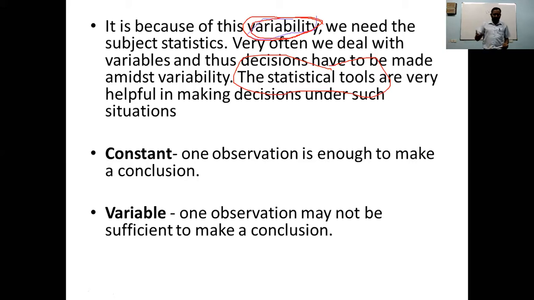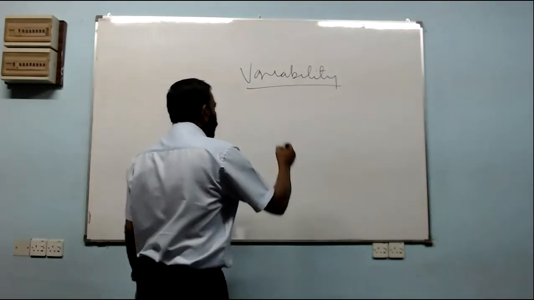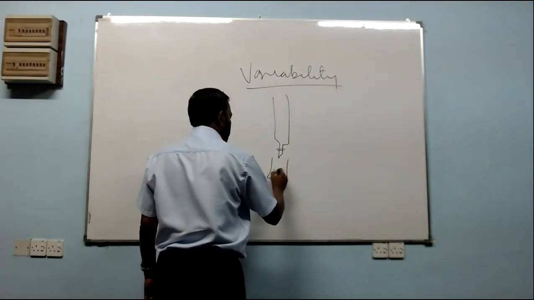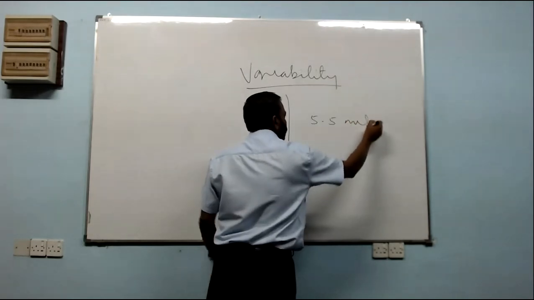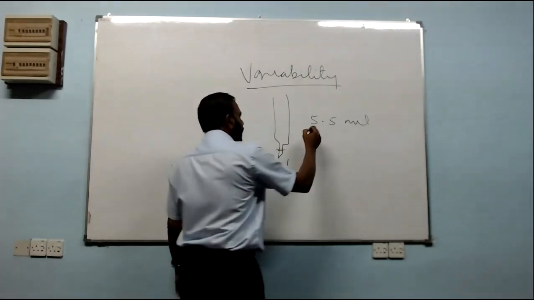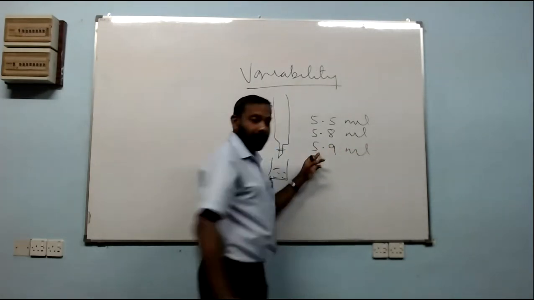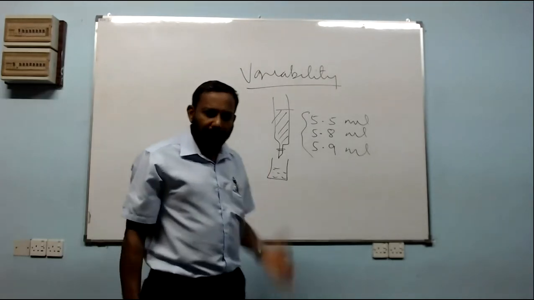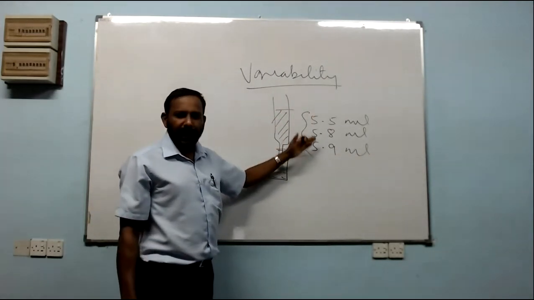As I pointed out last time, if you do a titration using a burette and a conical flask, you might get different readings if you repeat it. Let's say I have 5.5 milliliter as the endpoint at the first observation. If you repeat the same titration again, I might get 5.8 milliliter. Then if you repeat further, you may get another reading. The solution is the same, the solvent is the same, everything is the same, but your endpoints are giving different milliliter values.